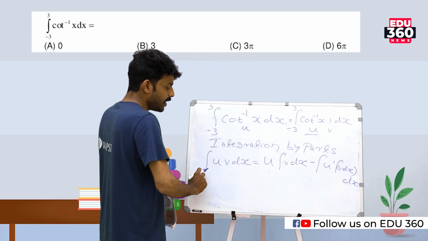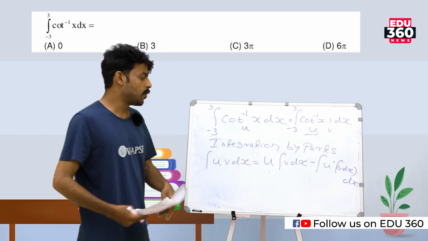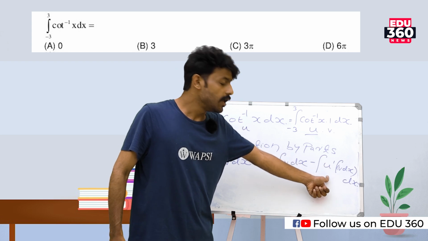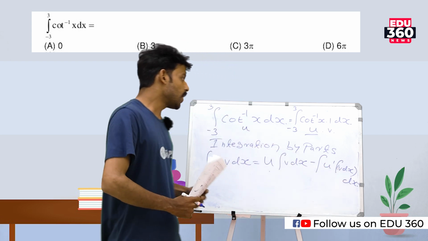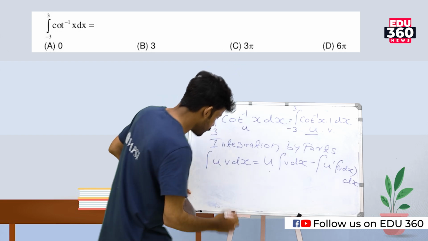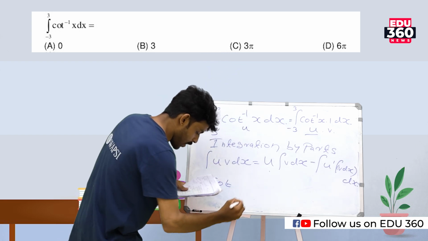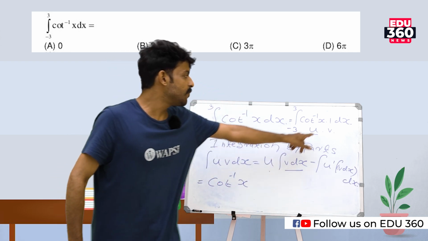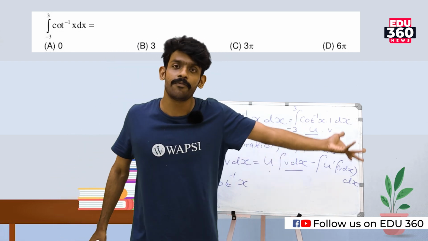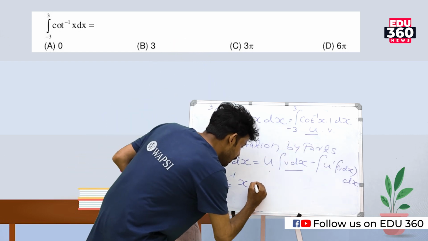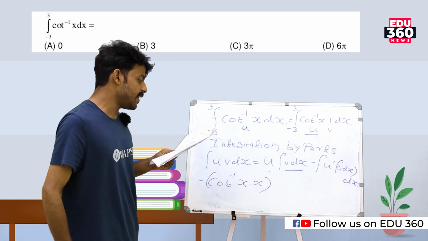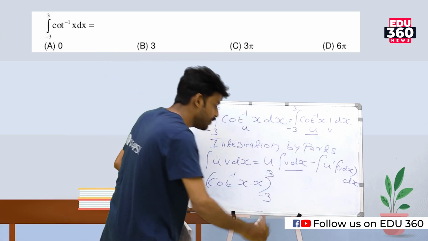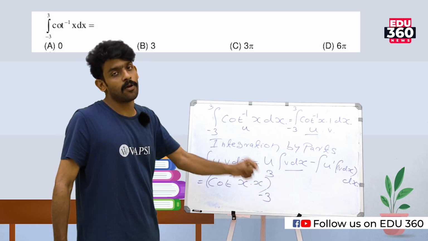The integral of u v dx is equal to u times the integral of v dx, minus the integral of the derivative of u times the integral of v dx, dx. First, we write cot inverse x, and the integral of v dx: here v is equal to 1, so the integral of dx means x. So we write cot inverse x into x. Then just substitute the limits: the upper limit is 3 and the lower limit is minus 3.